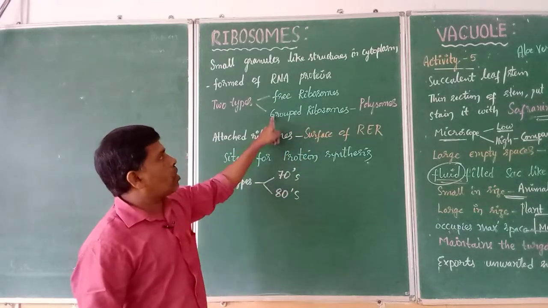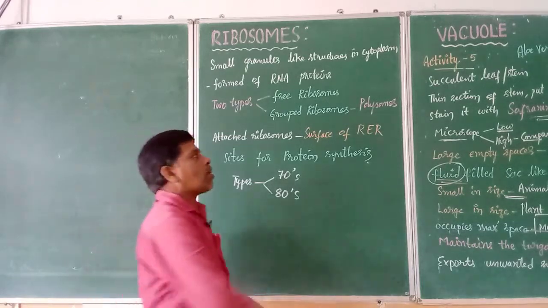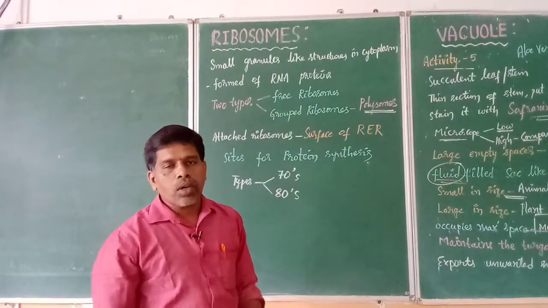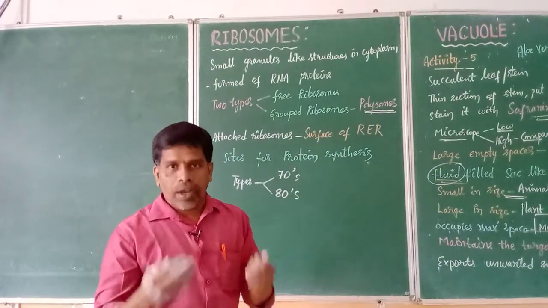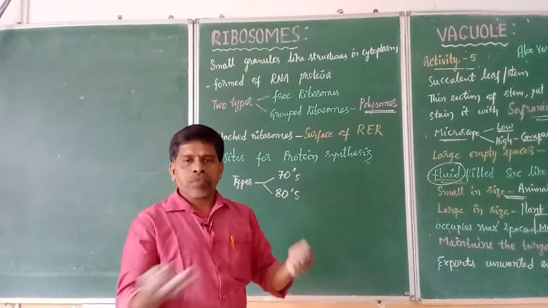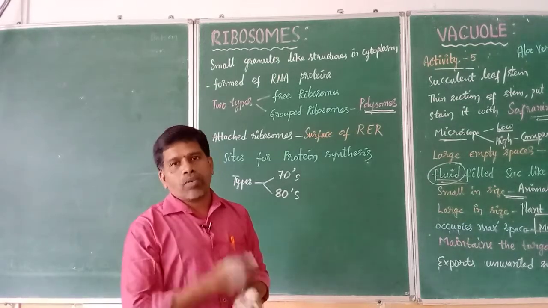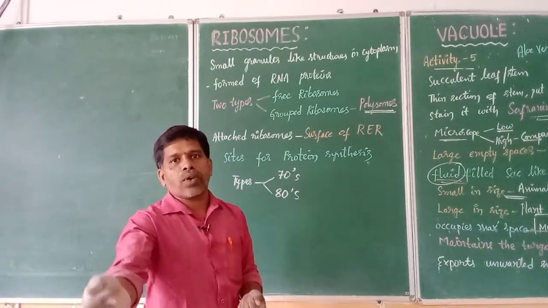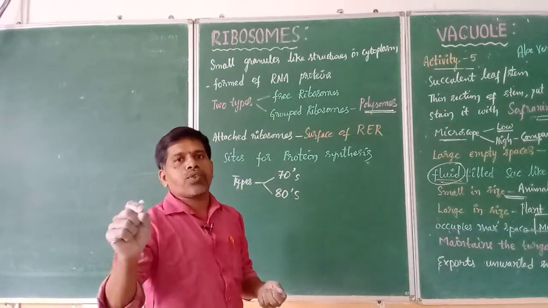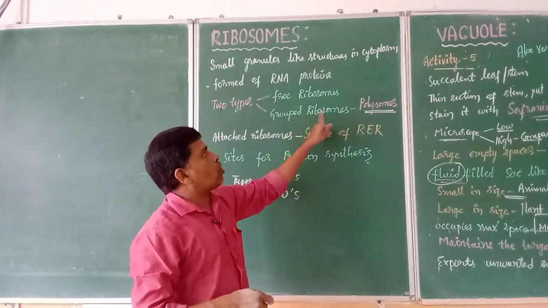A particular name is given to grouped ribosomes. A group of ribosomes present in one particular place is called polysomes. What do you call them? Polysomes. Poly means many, more in number. Free ribosomes can be present anywhere inside the cell, easily floating in the cytoplasm, same like other structures such as the nucleus. The ribosomes also will be present individually here and there. They are called free ribosomes, and the second type is called grouped ribosomes.